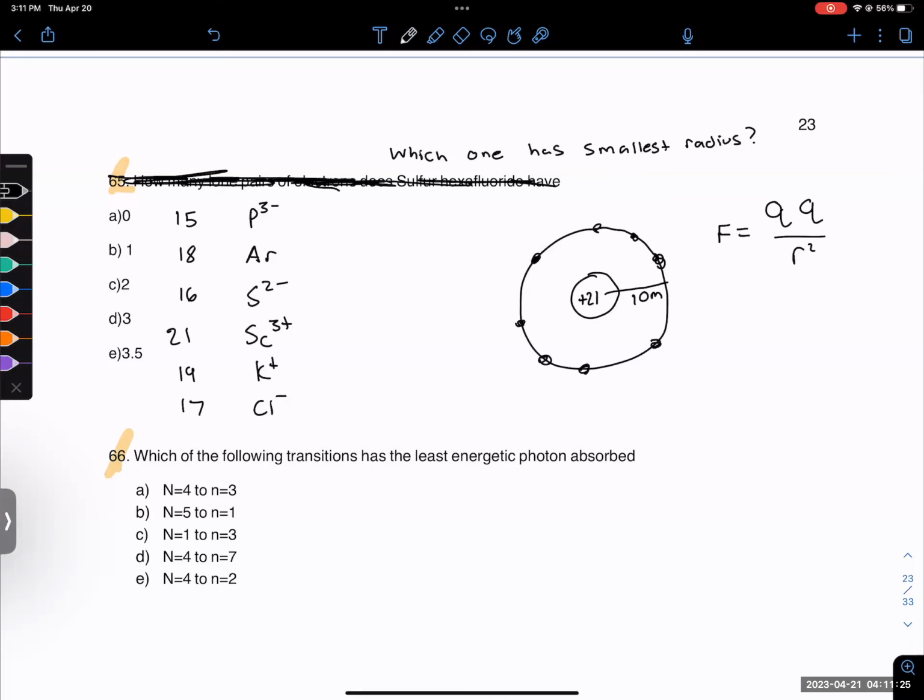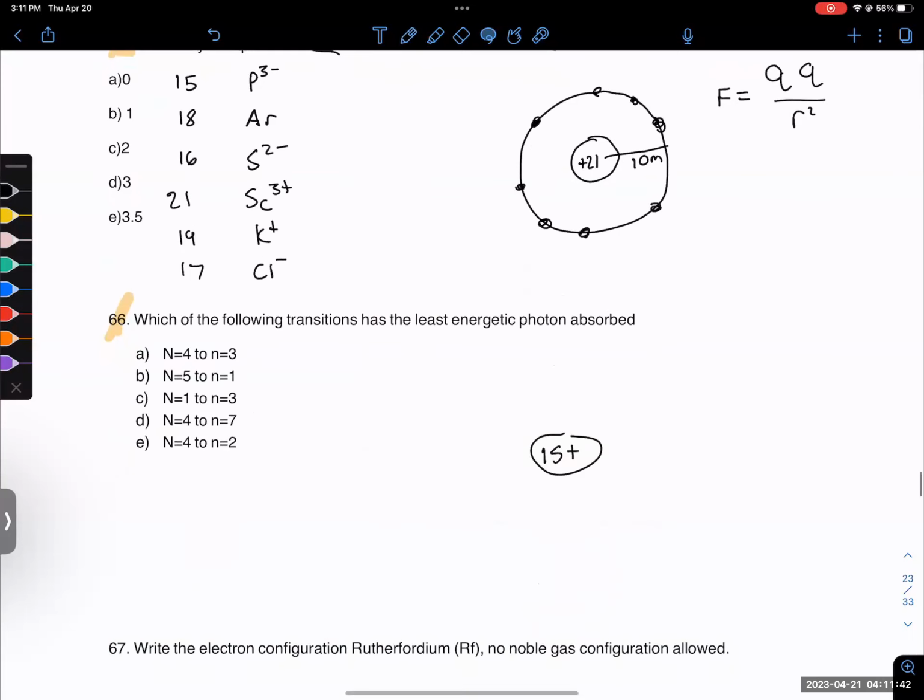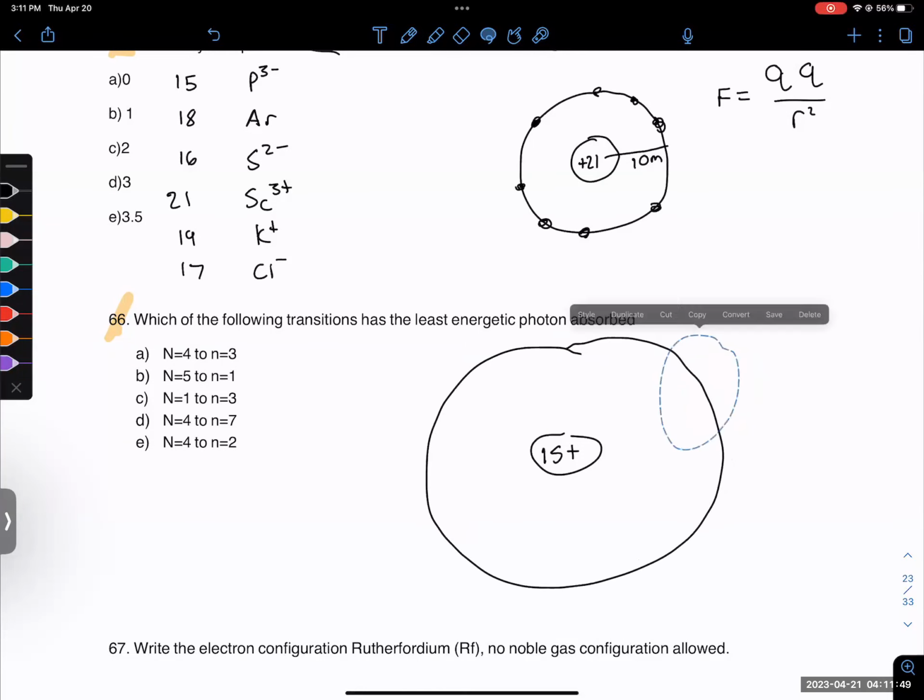Obviously, atoms are not this big. And say we had phosphorus on the other hand, phosphorus would have a charge of 15 in the nucleus, so 15 plus. Because it doesn't have as big of a charge as scandium, it's not going to pull on those outer electrons as well as scandium. So its radius is going to be a lot bigger.